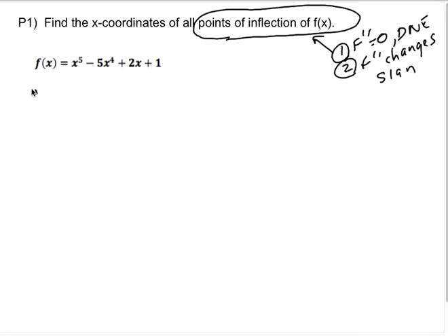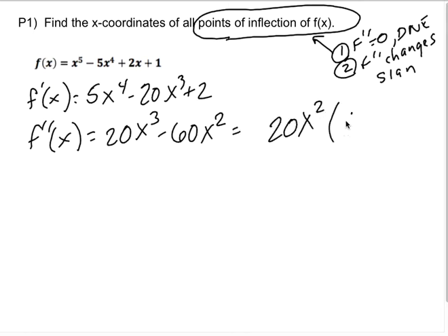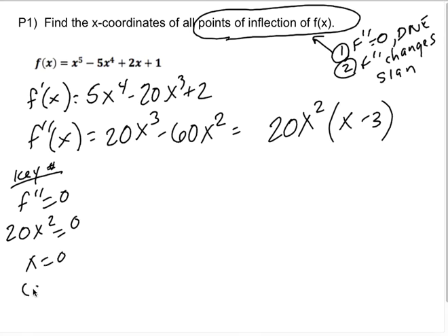Okay, so f prime of x is going to be 5x to the 4th minus 20x cubed plus 2. F double prime of x is going to be 20x to the 3rd minus 60x squared, which means that when I factor out a 20x squared, I'm left with an x minus 3. Cool. So I need those key points, right? So those key values are going to be when f double prime is 0. Well, that's going to be when 20x squared is 0, which is going to be at x is 0. But that's going to be a double root. And we'll talk about the significance of that in a second.